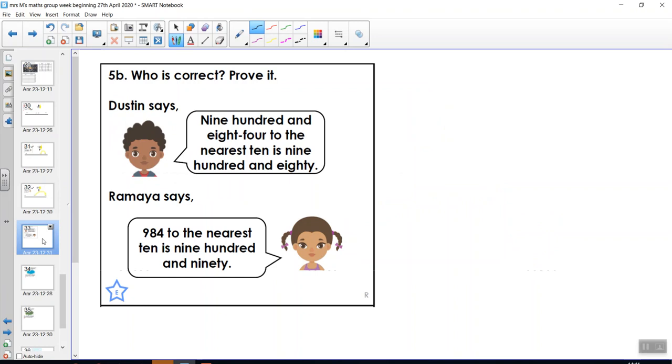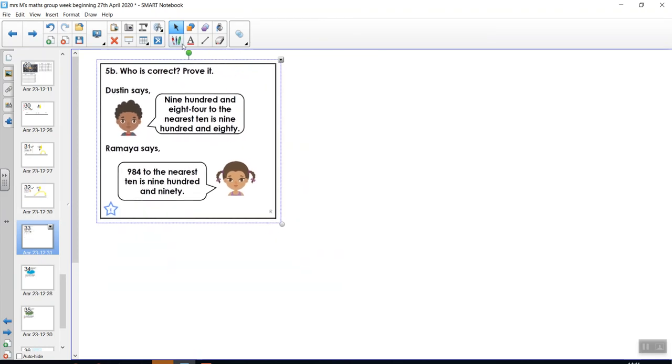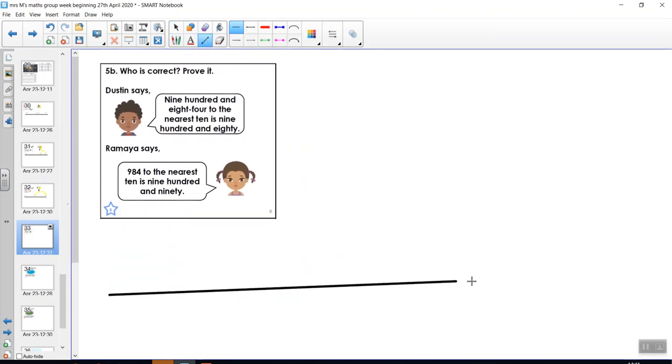Let's try our new one. Who is correct? Prove it. Dustin says 984 to the nearest 10 is 980. Ramea says 984 to the nearest 10 is 990. Pause the video and have a think about this. I'm going to start off by looking at it on a number line.